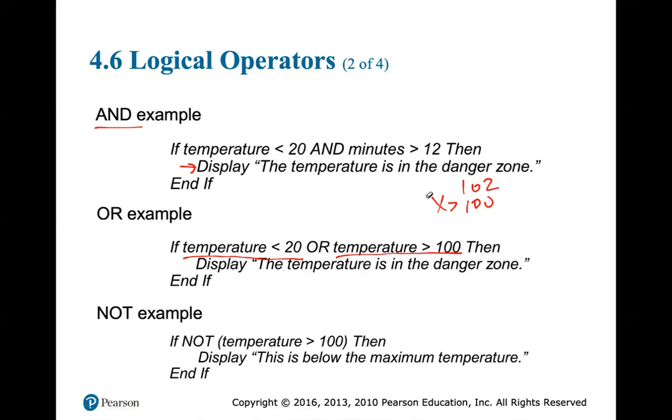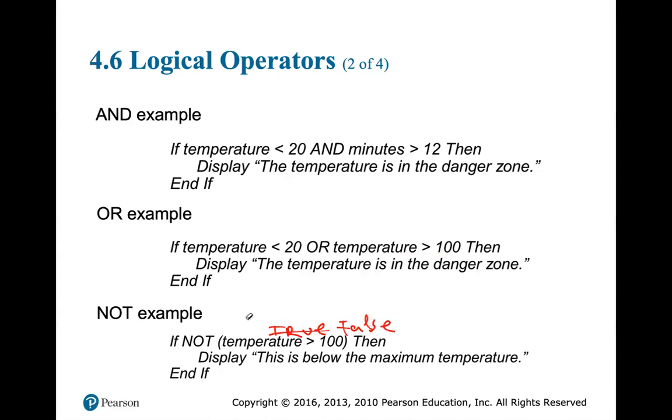Now, the not example is, again, very simple. The only thing you need to know about not is that it's just going to reverse the truth of your expression. So we're checking if the temperature is more than 100. We have a not right here in front of it. Let's say our temperature is 102, which would be evaluated to true. This whole thing will evaluate to true. However, we're going to have not, and so instead of true, we will have false. So we will not be displaying this message. This is below the maximum temperature.